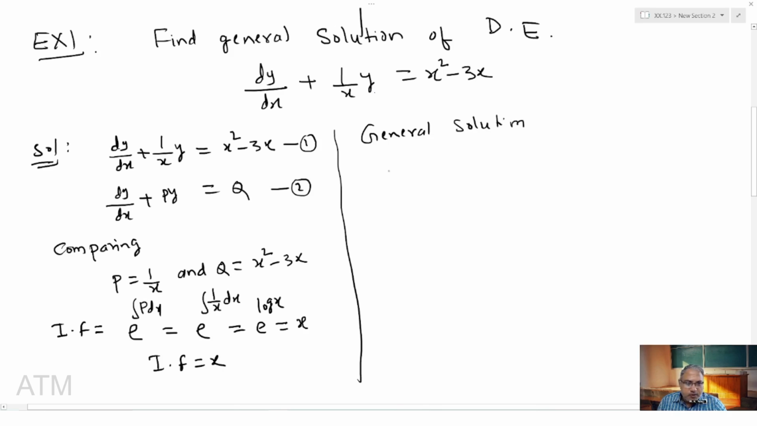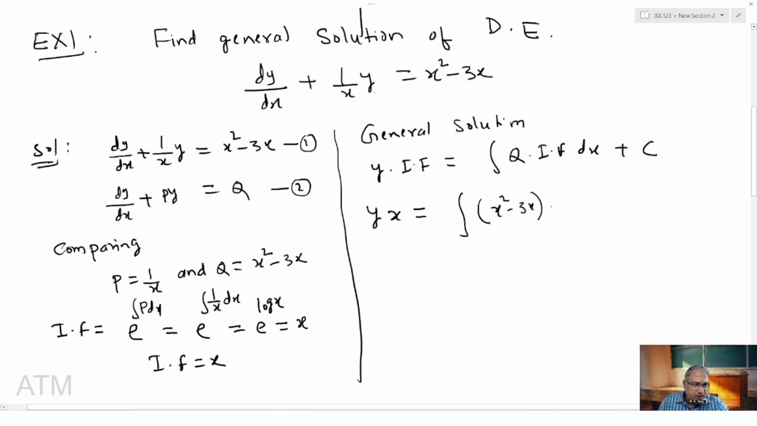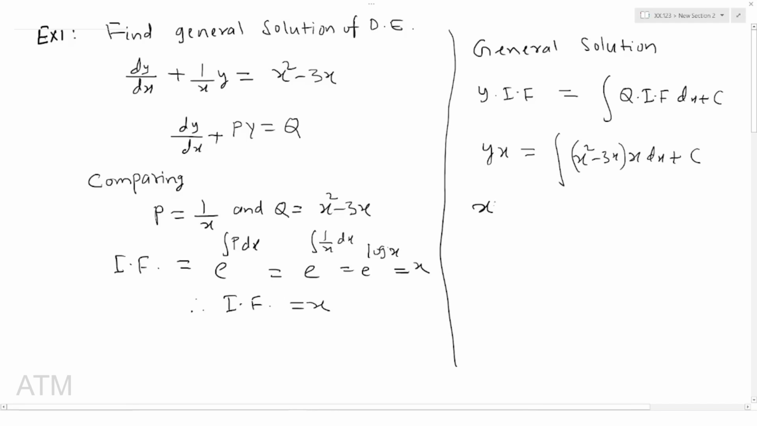So what is the general solution? The general solution is given by y into integrating factor equals integration of q into integrating factor with respect to x plus c. So y into, what is the integrating factor? x, equals integration of q. What is q? x square minus 3x multiplied by the integrating factor, that is x, with respect to x plus c. Now xy equals integration of x cube minus 3x square with respect to x plus c.